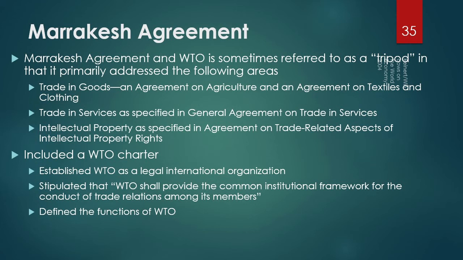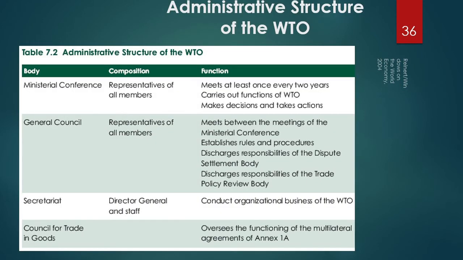And so if you look at the administrative structure of the WTO in this chart called Table 7.2, Administrative Structure, you have the body, the composition of the body, and the function of the body. So the first of these four is the Ministerial Conference, with representatives of all members of the WTO, and it meets at least once every 2 years, carries out the functions of the WTO, and makes decisions and takes action.